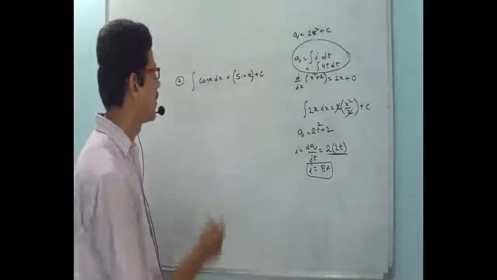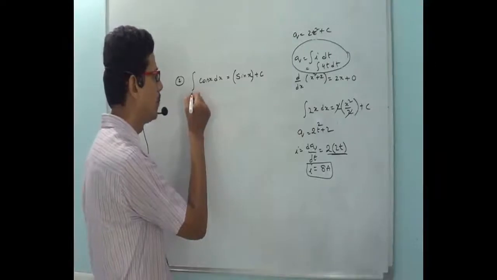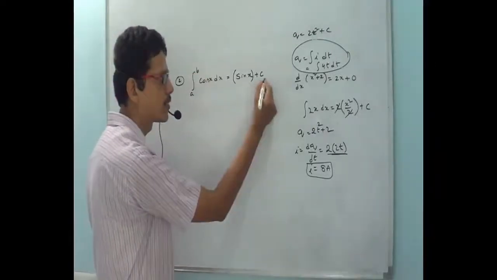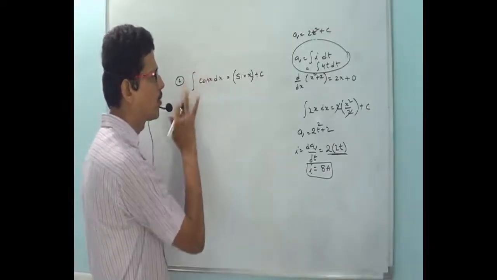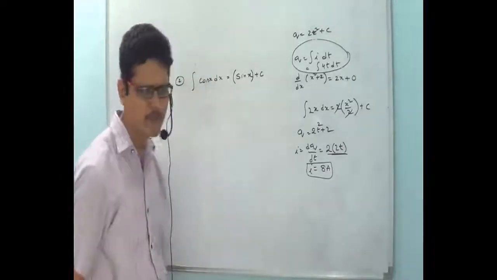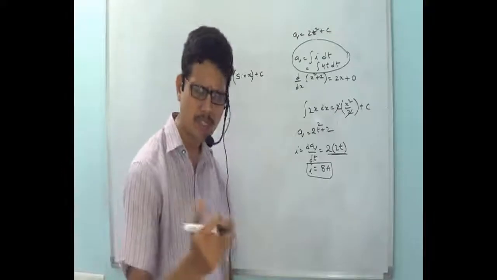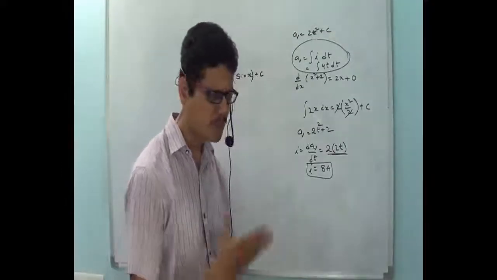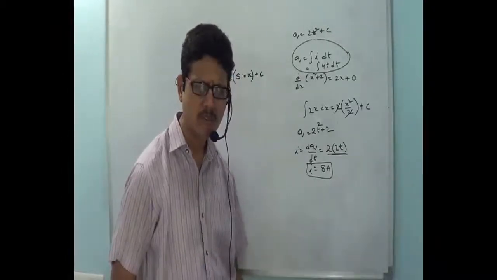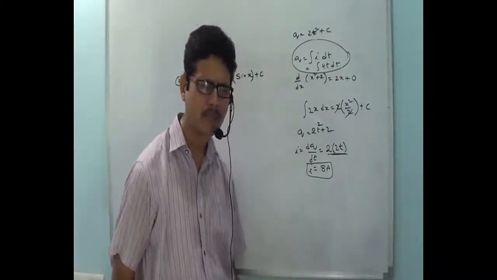If limits are given, a to b, then there is no need of taking this constant of integration, because we have to substitute the limits. First the upper limit we have to substitute and then the lower limit. Okay. We will do some problems and you will understand that.